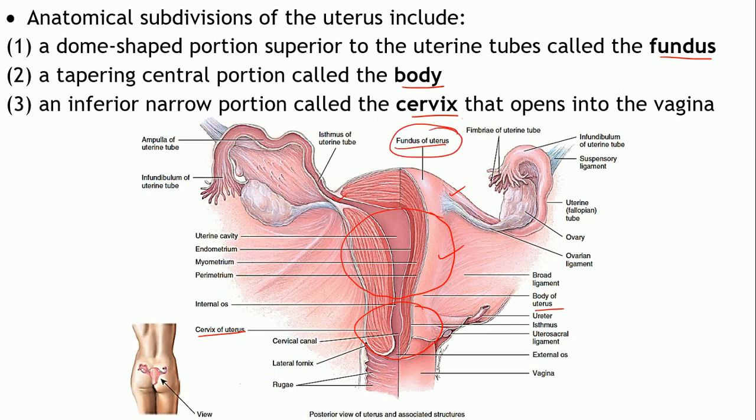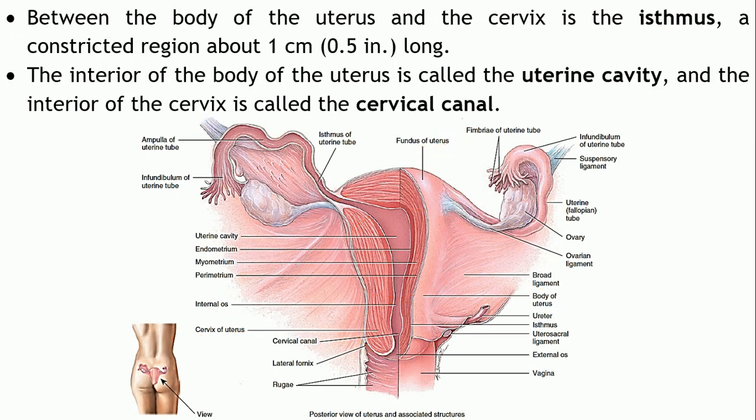So these are the three parts into which the uterus is divided. Now in between the body and the cervix, there is a small portion measuring roughly 1 centimeter long, and that is known as the isthmus, which connects the body with the cervix of the uterus.